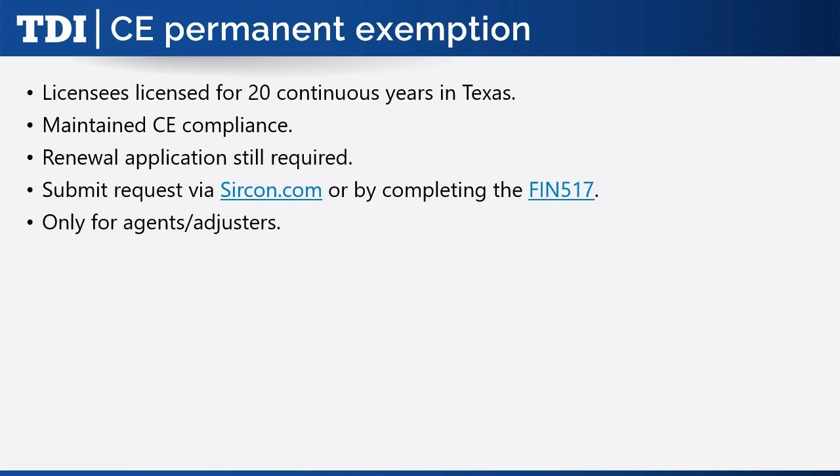If you think this applies to you, someone that's been licensed for 20 years while maintaining that CE compliance, you can submit the request to the CE team either through CERCON or by using the FIN 517 form. It is important to note that this exemption is only available to agents and adjusters. It's not available to escrow officers. So it's just agents and adjusters. Lastly, it doesn't negate your need to renew your license. So even though you don't have to do CE, you're still going to have to complete your renewal application every 2 years and pay your renewal fee in order to keep your license active.